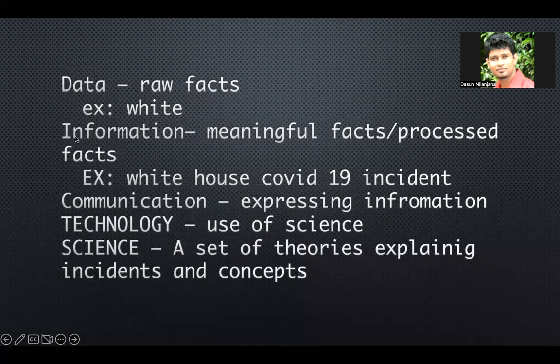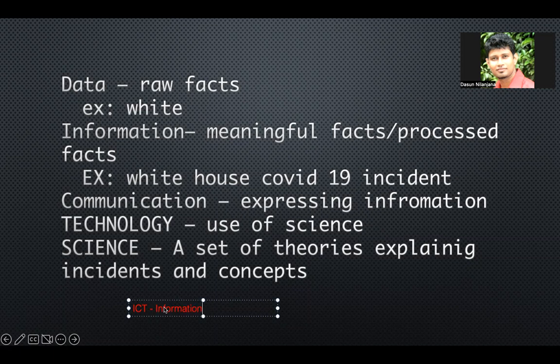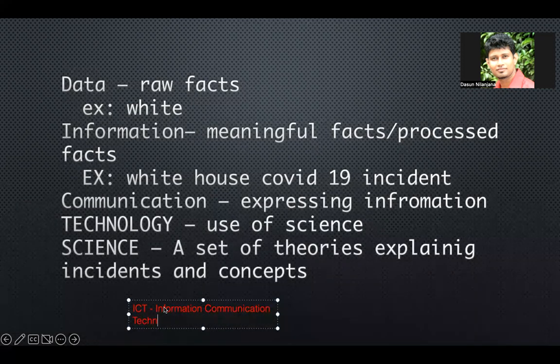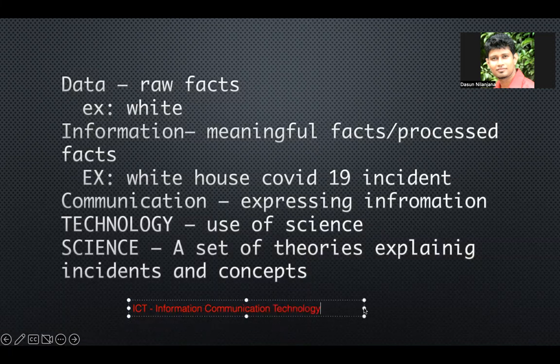So ICT: information, communication, technology. What is that? ICT is a broad subject. Let me give a note on ICT. What is ICT? It's a broad subject. We are going to learn about information, communication, technology. That is what ICT is. Shall we write this down very quickly?